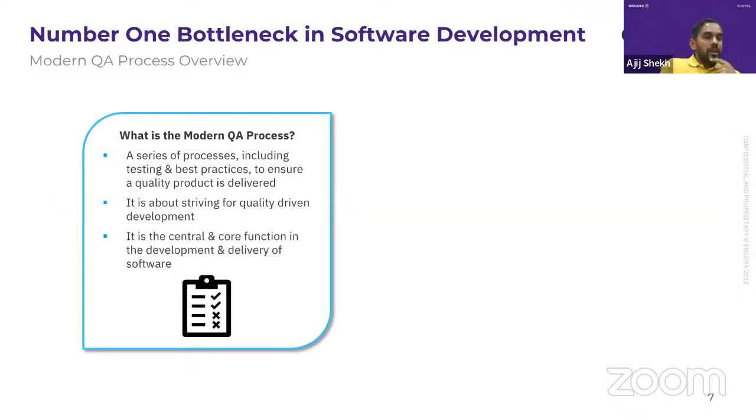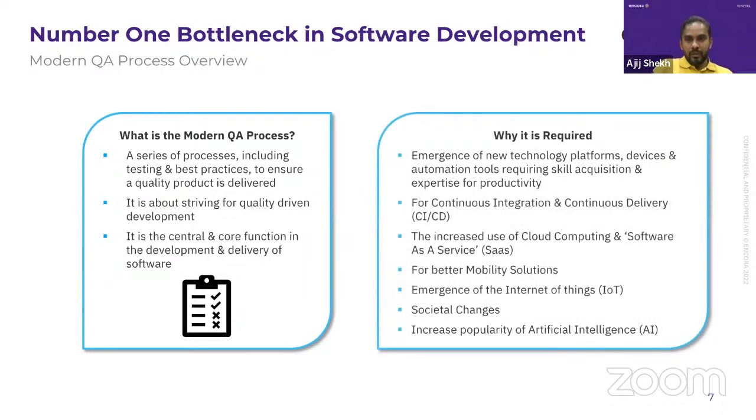What is the modern QA process? I already explained, it's a series of processes including best practices, to deliver a good quality product on time. This is the main modern QA process scenario. The main and core function is development and delivery of software on time. This is the modern QA process.